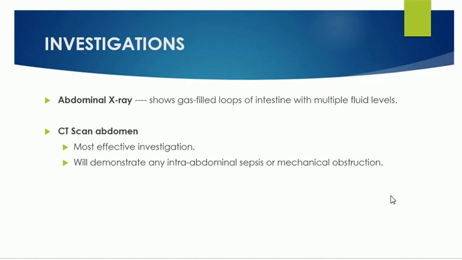CT scan abdomen, another investigation when paralytic ileus after laparotomy is prolonged, is the most effective investigation and will demonstrate any intra-abdominal sepsis or any mechanical obstruction, maybe a band, fibrinous adhesions sometimes. CT scan can exclude any mechanical cause if it is there postoperatively, or it can show you whether any residual collection or intra-abdominal sepsis is present or not. So CT scan is another important investigation if the paralytic ileus is delayed after laparotomy.